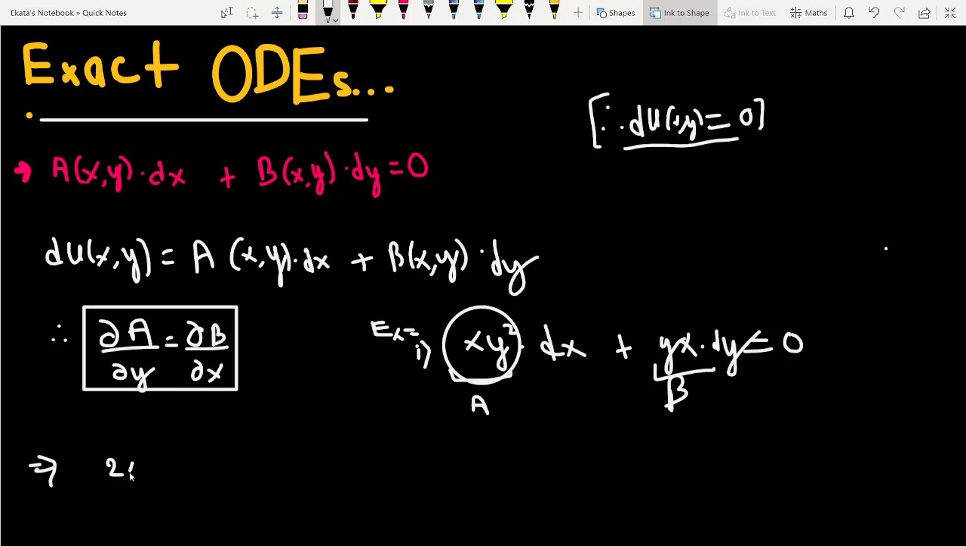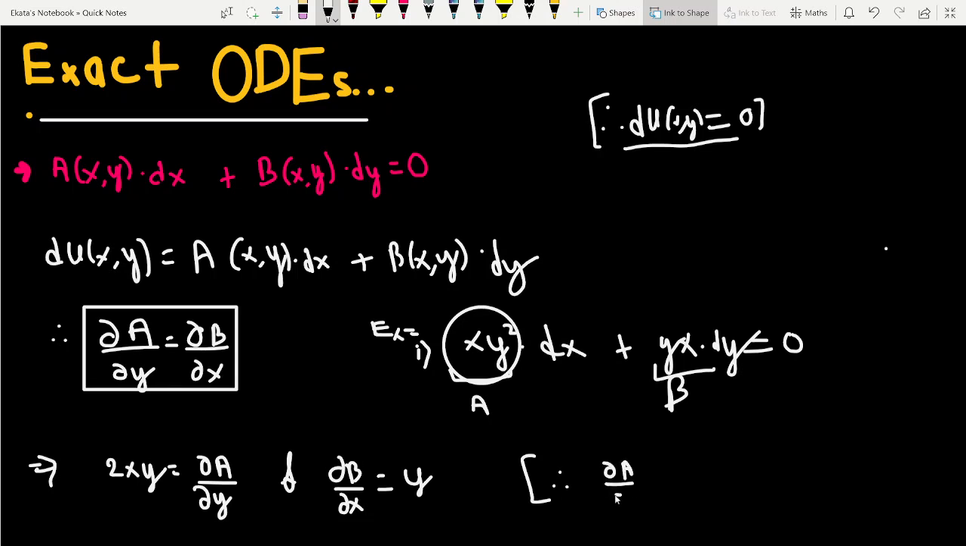It equals 2xy, which is the partial derivative of A with respect to y. Again, we have to take the partial derivative of B with respect to x, which equals y. So from this you can conclude that del A upon del y is not equal to del B upon del x. It means the differential equation that I have written here is not an exact differential equation.